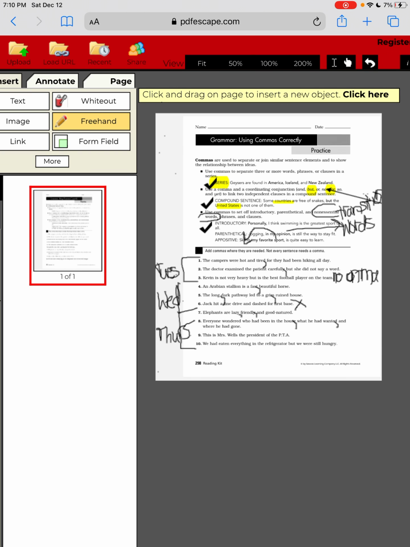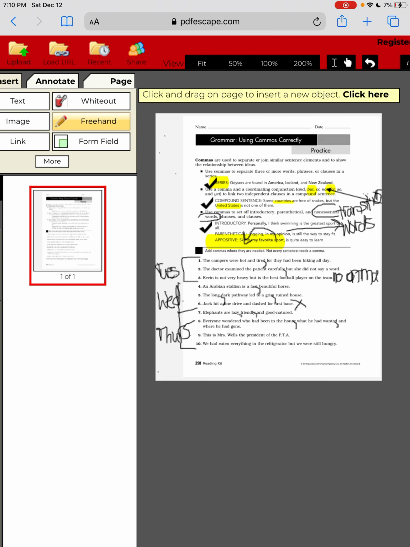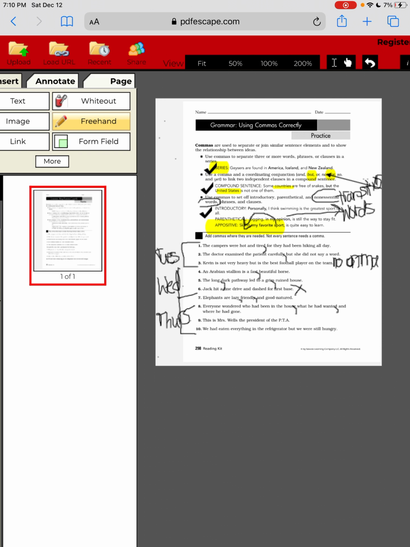Number 9. This is Mrs. Wells, the president of the PTA. Now we have an example of an appositive. We have this noun, proper noun, Mrs. Wells, and we have who she is, the president of the PTA. So we divide the appositive phrase, giving extra information on who she is, the president of the PTA, by a comma.